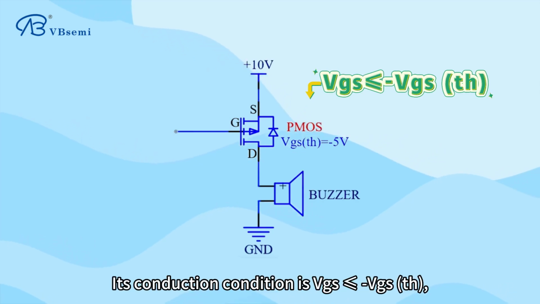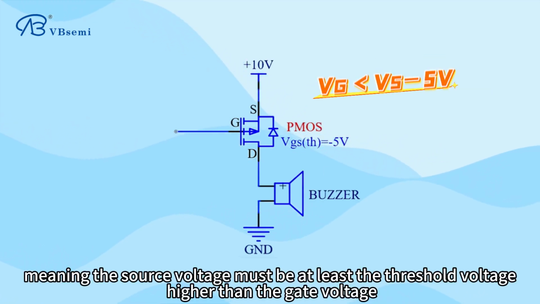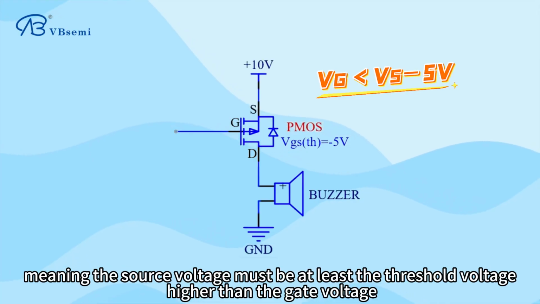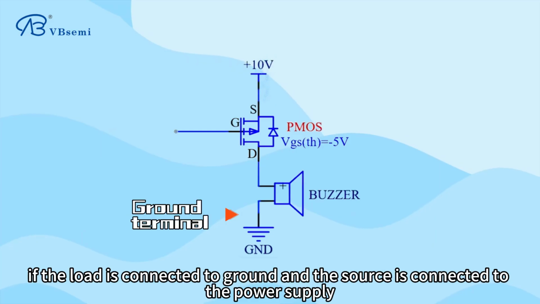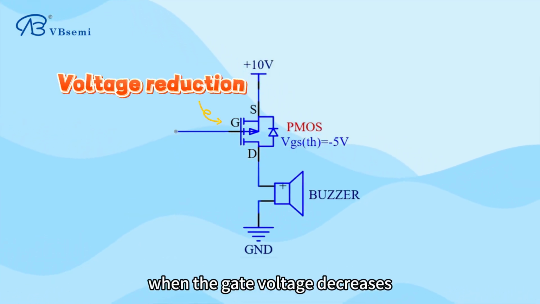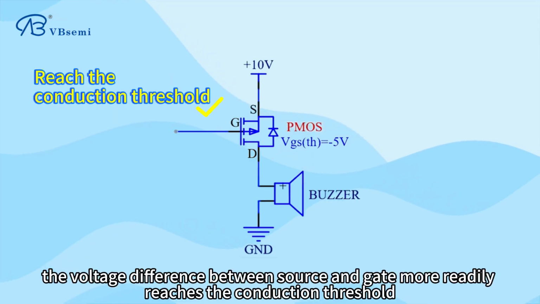Its conduction condition is VGS, meaning the source voltage must be at least the threshold voltage higher than the gate voltage. For example, at 5 volts, if the load is connected to ground and the source is connected to the power supply, when the gate voltage decreases, the voltage difference between source and gate more readily reaches the conduction threshold.